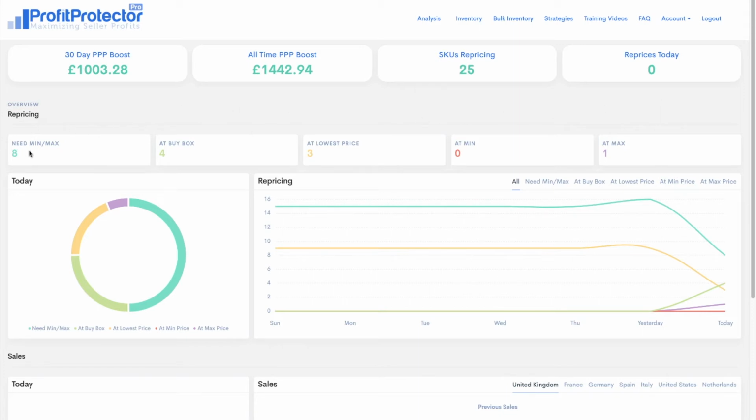So here it will tell you that you've got 8 products that need minimum maxes. You've got 4 at the buy box, 3 at your lowest price, none at minimum and 1 at maximum. And then you'll get all that information in chart format as well. So you can see exactly what is going on in your account at all times. And you can drag along and see different data. But as I say, this is fake data anyway. But it'll give you all that information.